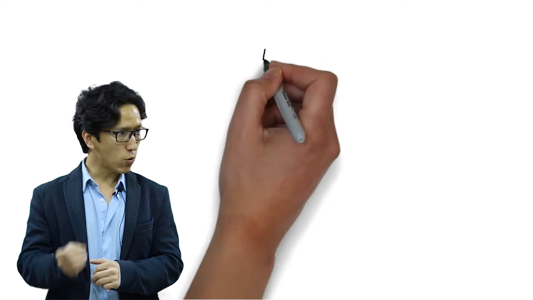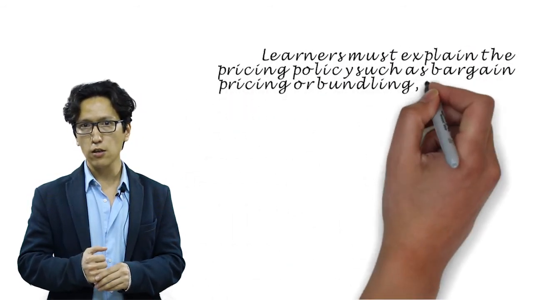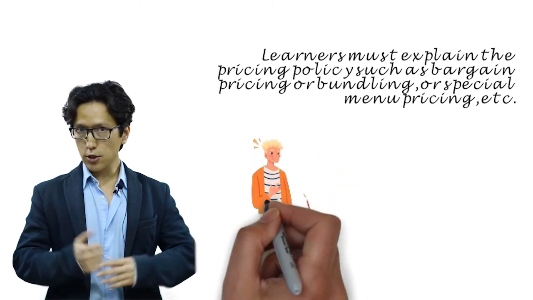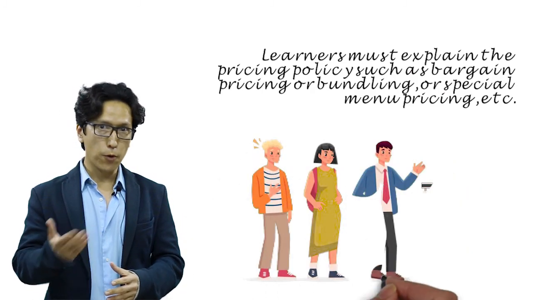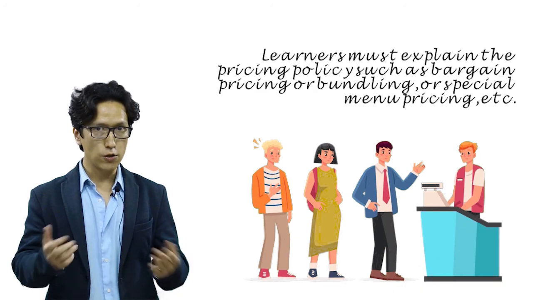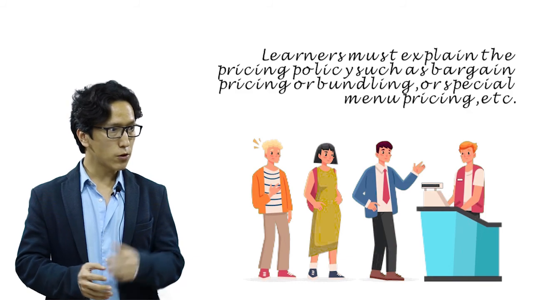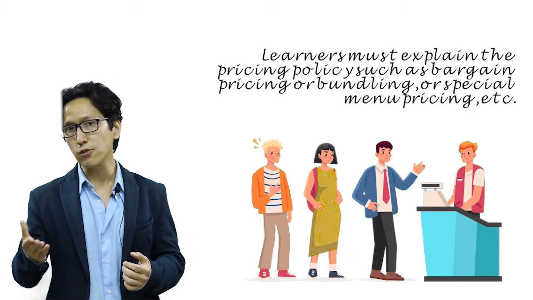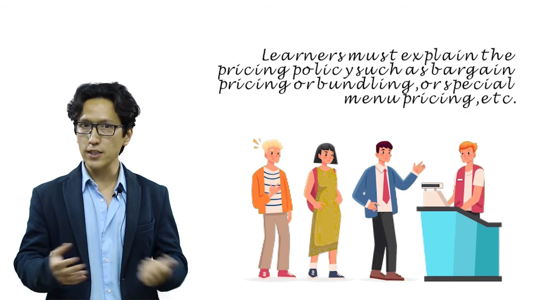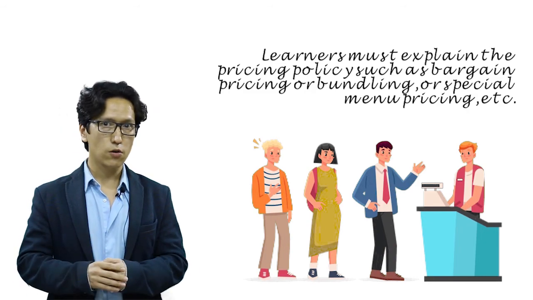In part 2, you're required to explain in detail the pricing policy of your restaurant. Things that you might want to include here will be the pricing of the products, or rather the goods that you're selling in your restaurant. Other things such as bargaining power, the bundling, if you have any special days where you have special discounts to the customers that walk into your restaurant.